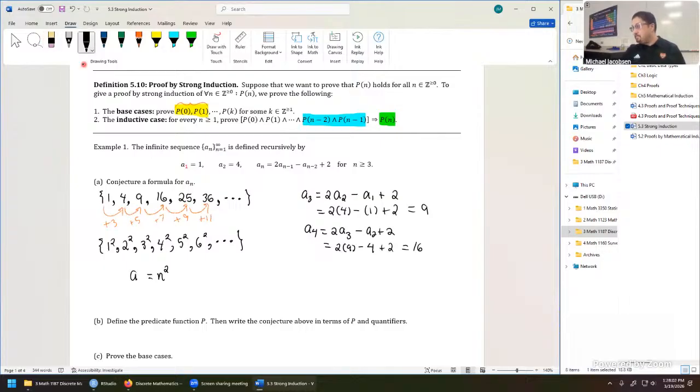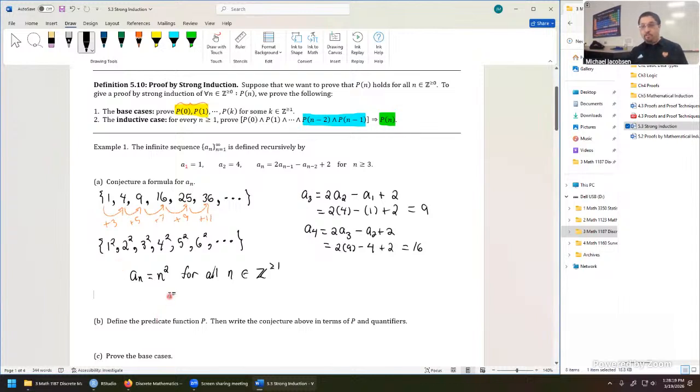That's A sub n. So now that's our conjecture. We're making a guess that this holds for all n in the integers, n greater than or equal to 1.